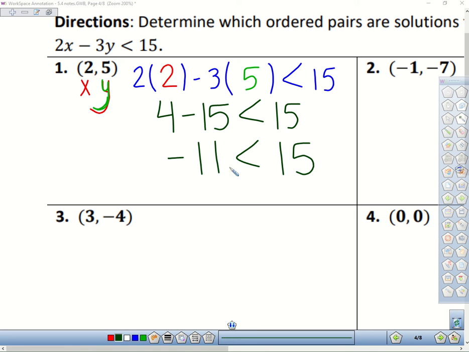Thank you. This is... Well, wait a minute. This is true. So the answer here is true. -11 is less than 15. So yeah, for a second you're thinking they're not equal because you're used to doing equal, but no, it's an inequality. So, any questions about how to do number 1?